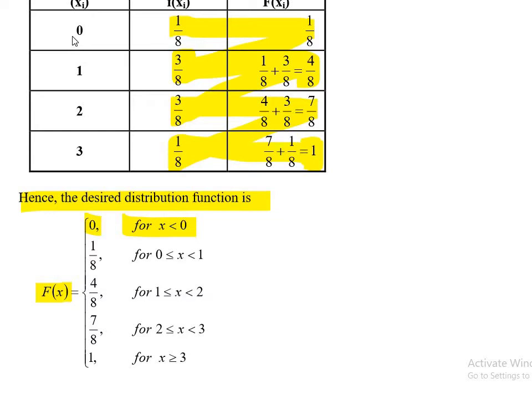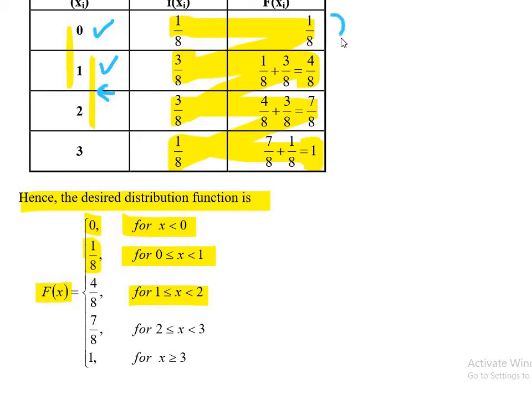Right? Now, if I pick any number between 0 and 1, 1 is not included, you see. If I pick any number between 0 and 1, what is the value below it? Below it, only 0 is the value below it, right? So 1 by 8 is the answer for that. Only the 0 value, right? Now if I go between 1 and 2, 2 is not included. So between 1 and 2, if I want to find the probability below it, both 0 and 1 will be included, for any number here.